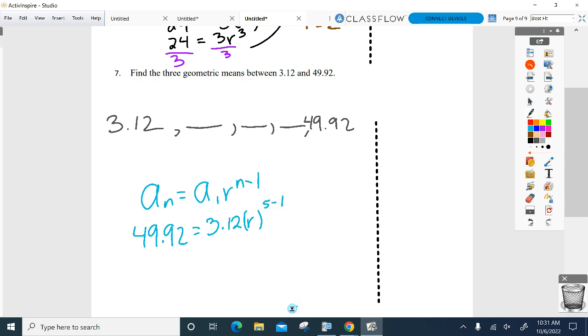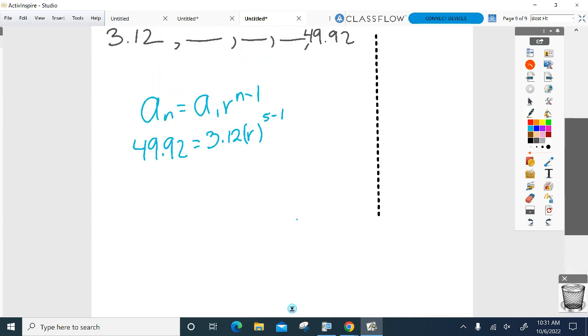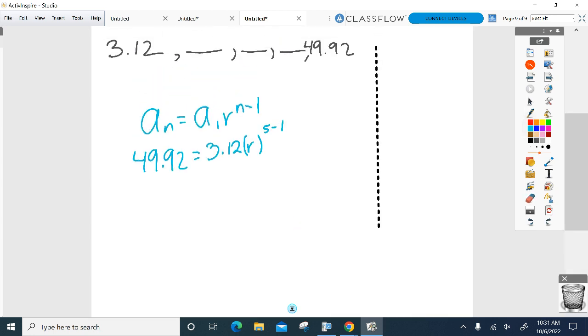All right, kids, here we go. Is everyone dividing by 3.12 first? And what's that, 16? Equals R raised to the 4th. All right, well, how do I get that 4 out of there? You can take the square root. You can take the cube root. Now you can take the 4th root or the 5th or the 6th or the 7th. Doesn't matter. Take the 4th root.